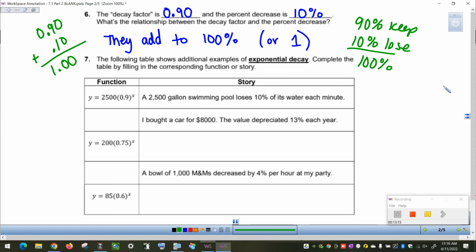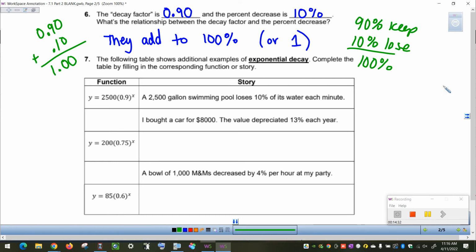Now, for all of our stories, when we're dealing with decay, we need to think about percent loss. So we're losing something. And so we had the swimming pool example. Obviously, another one that I put on here is like buying a car, or you can think about maybe buying a baseball card, and the value depreciates over time. So it's something that's losing value. I also have the M&M story down here.